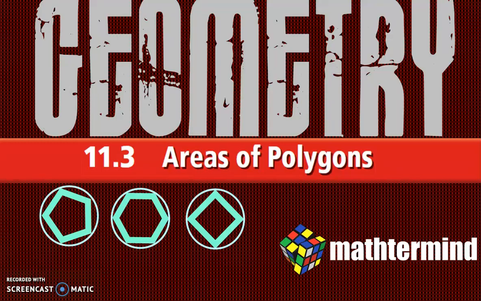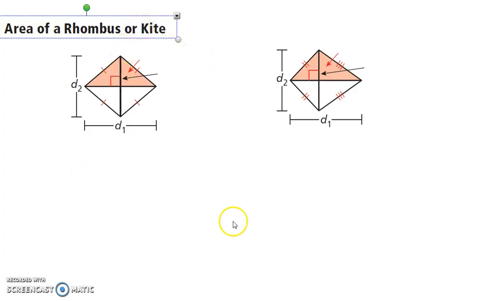We are in Chapter 11, Section 3. We're talking about areas of polygons. I know you've been enjoying circles a whole lot, but we can't stay on circles forever. So, here we have a rhombus and a kite.